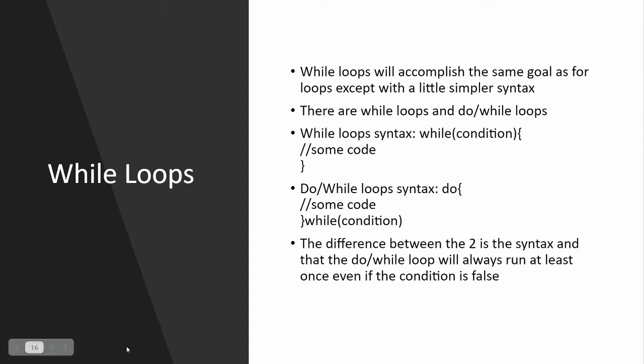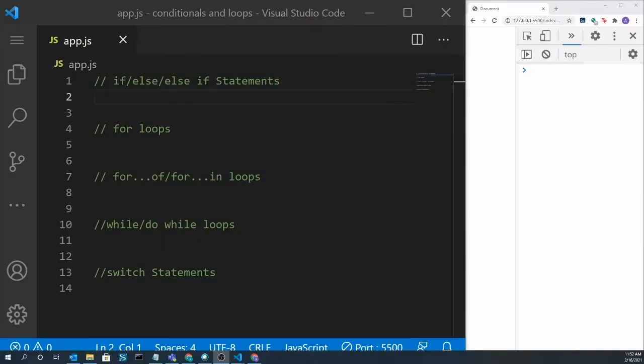So now that we've talked a little bit about what loops and conditions are, let's go in and do a couple of code examples so we can see how they work. So here I already have my code editor pulled up and a browser window as well, so we can see what's in our console once we run our code. We're going to go through some if-else and else-if statements, for loops, for of and for in loops, while and do while loops, and then finally show you guys a switch statement.